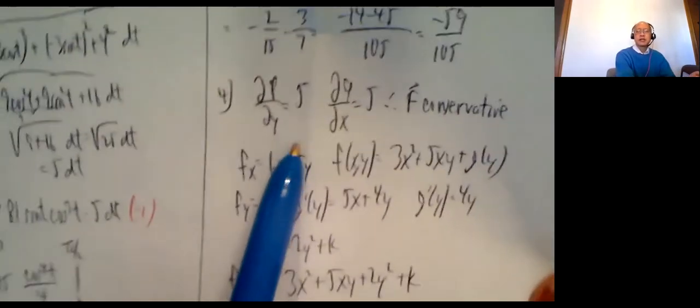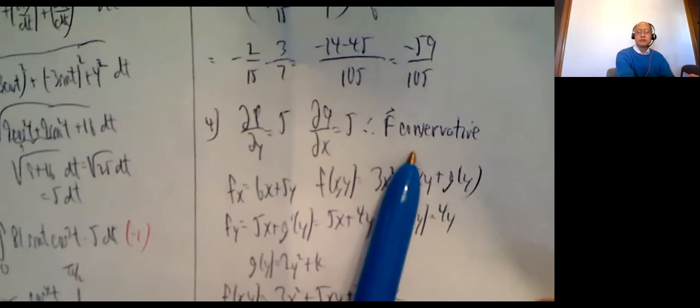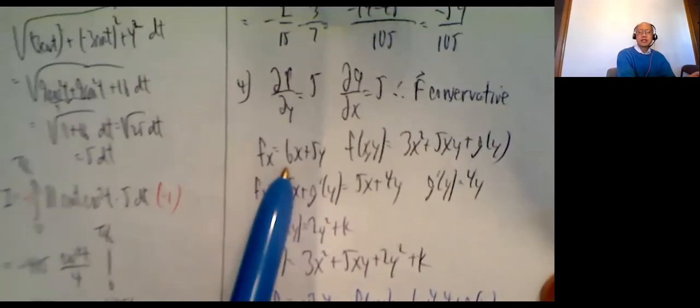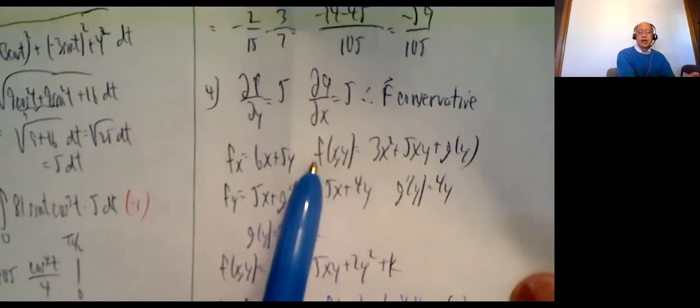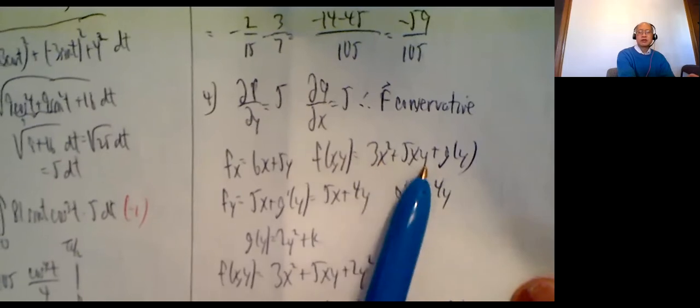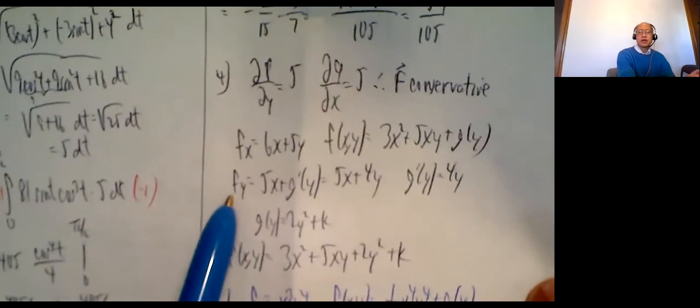Number 4, partial of p with respect to y is 5. Partial of q with respect to x is 5. Therefore, f is conservative. That means fx is 6x plus 5y. Integrate with respect to x. f of xy is 3x squared plus 5xy plus a function of y, g of y.